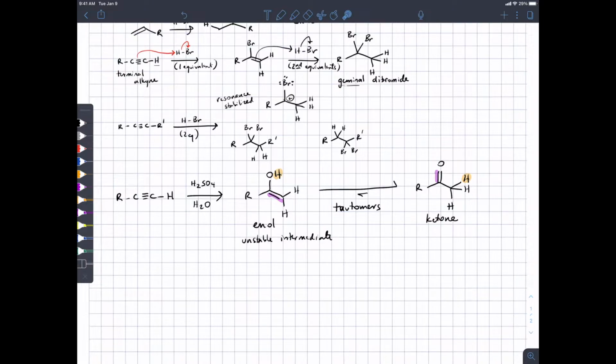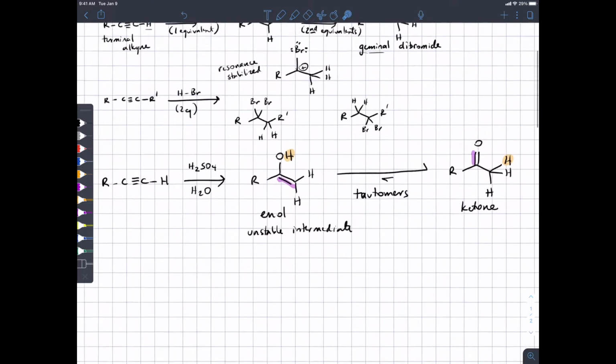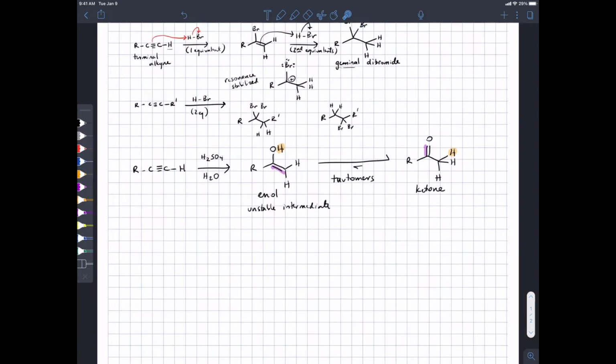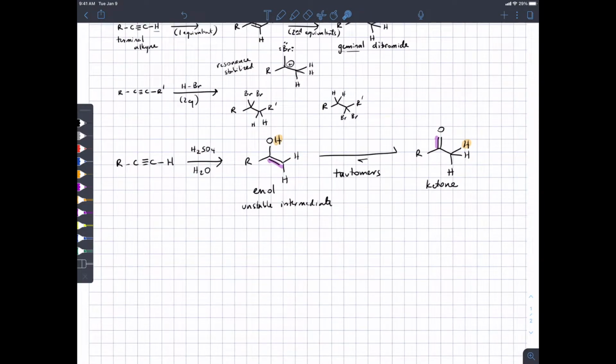I won't ask you the mechanism for getting from enol to ketone. It's actually pretty easy. You just remove the proton from the alcohol of the enol, then recognize that the resulting conjugate base is resonance stabilized with negative charge on this oxygen and on this carbon. And if you protonate on that carbon, you get the ketone. The ketone is more stable than the enol because carbon-oxygen pi bonds are more stable than carbon-carbon pi bonds.